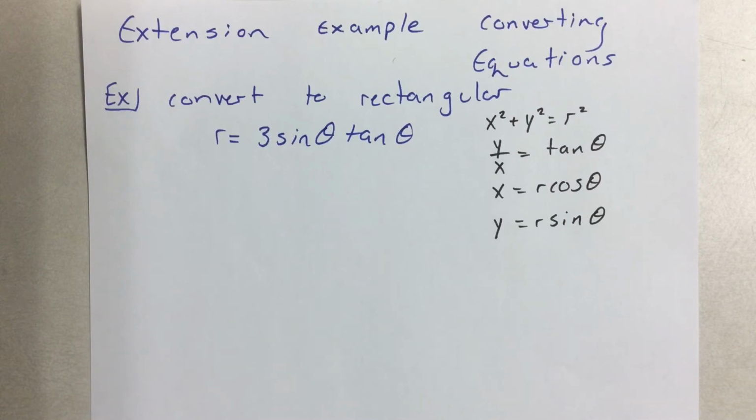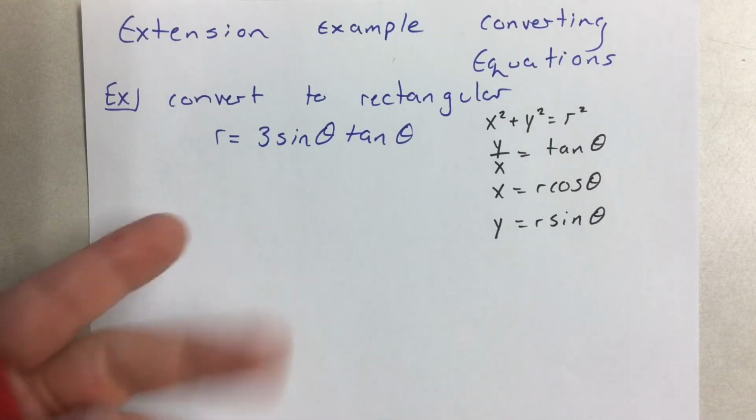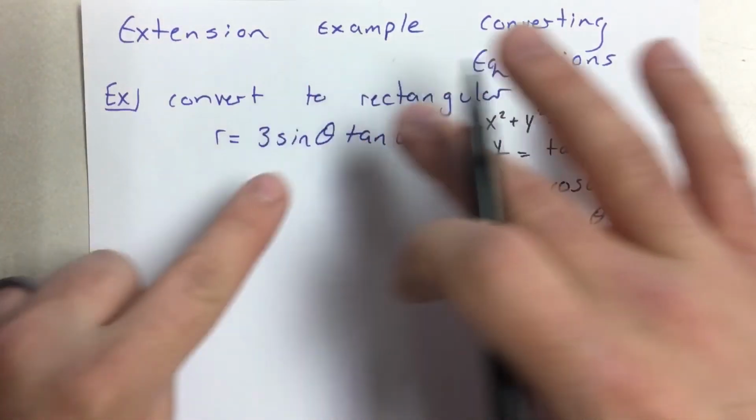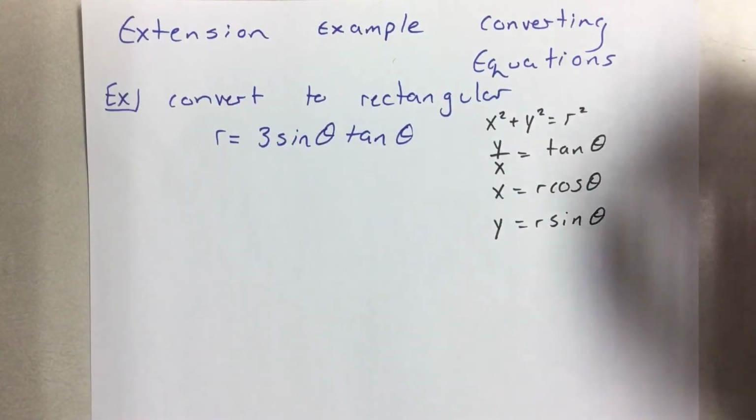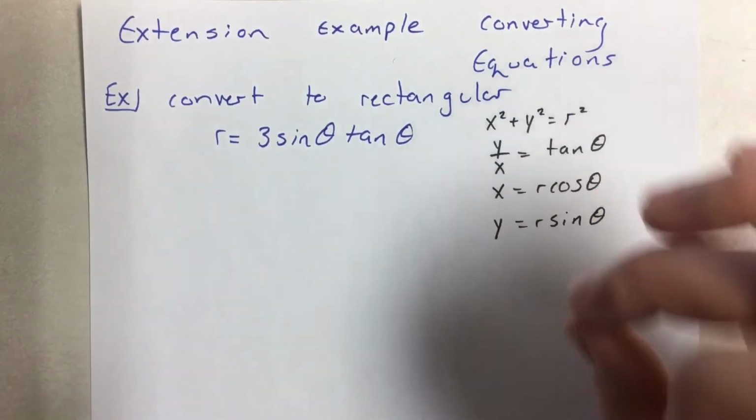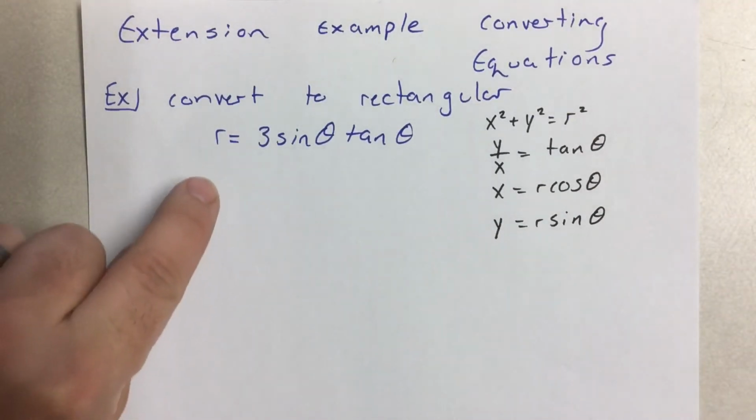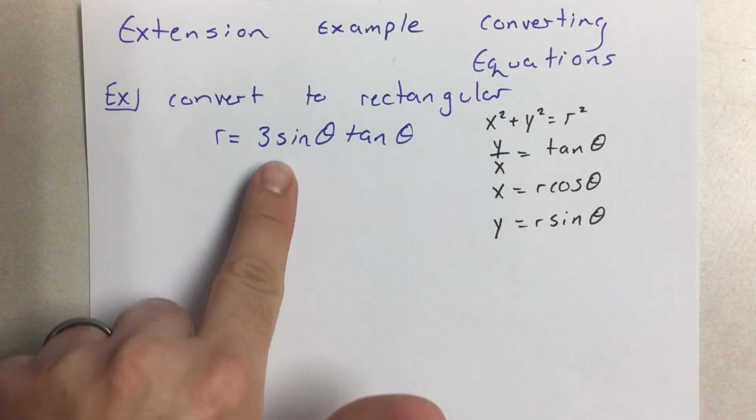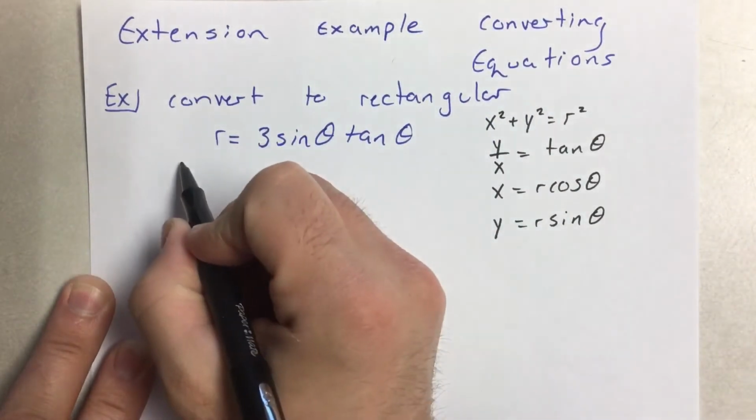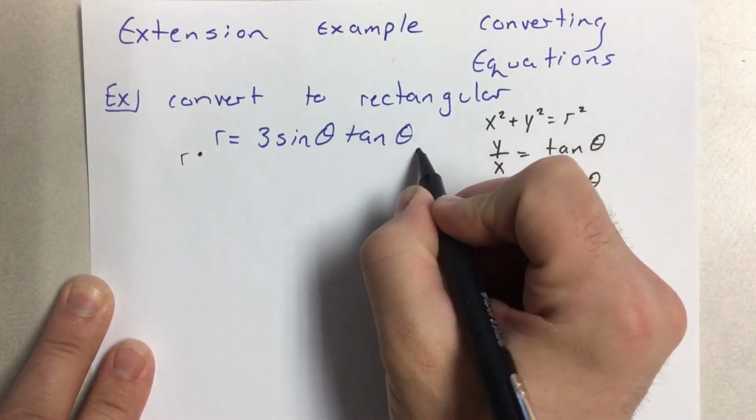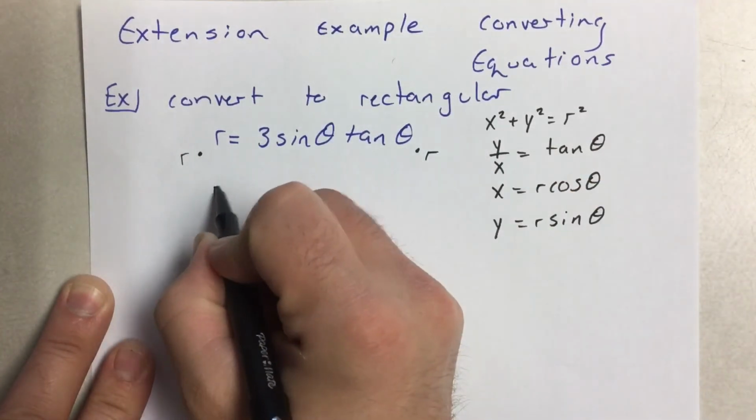I'm thinking it would be really nice to have an r squared, so I can replace that with x squared plus y squared. If I multiply by r, I don't want to square both sides, because having sine squared and tangent squared doesn't get me anything. Rather than squaring both sides, I'm just going to multiply both sides by r, because then I'll have an r sine theta, which will work out. Let's see what we get.